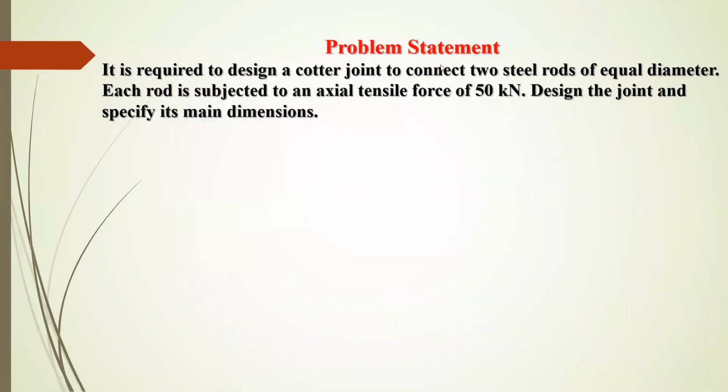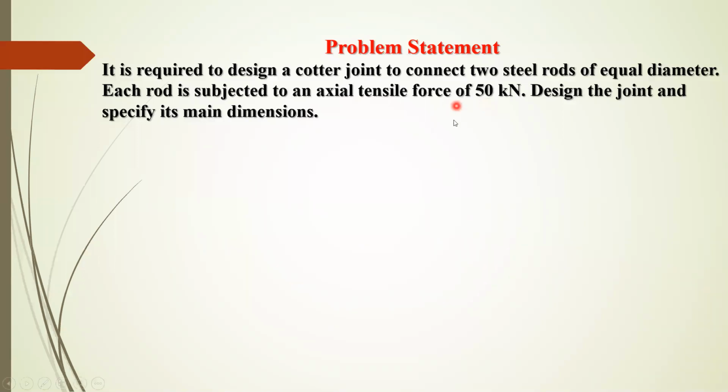So for the design, we need a problem statement. Here is the problem statement that is to be designed. It is required to design a cotter joint to connect two steel rods of equal diameter, right? Each rod is subjected to an axial force of 50 kilonewton. For transfer of 50 kilonewton force from one rod to another rod, we have to design this cotter joint.